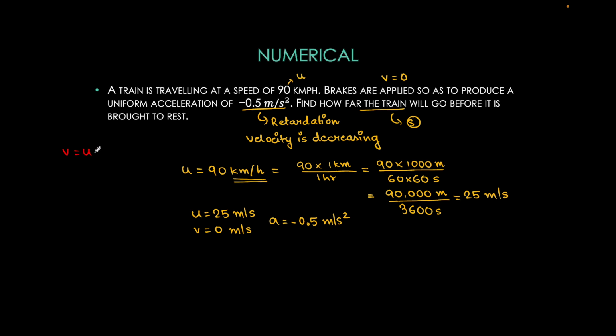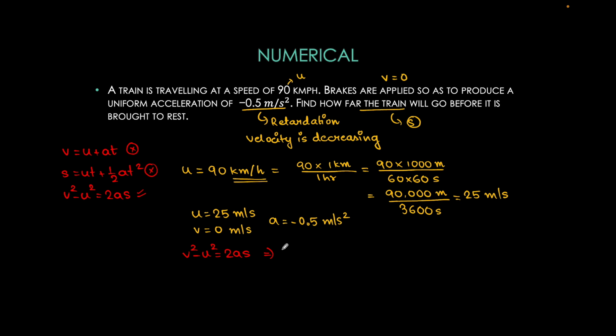Again, let me write the three equations of motion. We have v is equal to u plus at. We have s is equal to ut plus half at square. And we have v square minus u square is equal to twice as. Again, you can see there is no component of time given here. So the first two equations get cancelled out. We'll only use the last equation now.